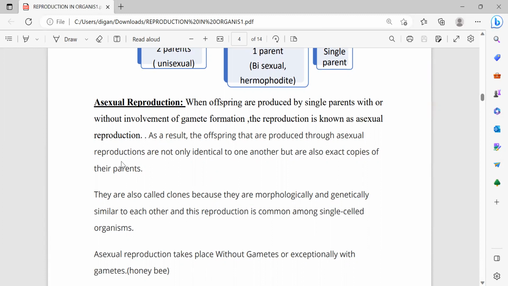And in asexual reproduction, since no fusion of gametes takes place, you just remember in a simple way: asexual reproduction means no fusion of gametes, and sexual reproduction means fusion of gametes. Since in asexual reproduction no fusion takes place, offspring are produced from a single parent. That's why all the offspring produced by asexual reproduction are genetically and physically a Xerox copy of their parent and of their siblings.